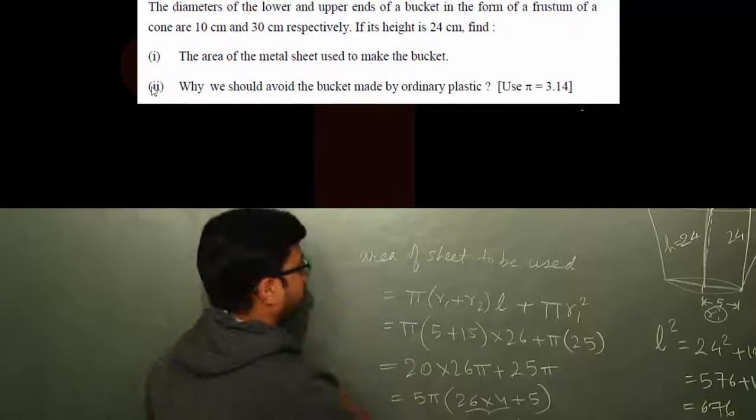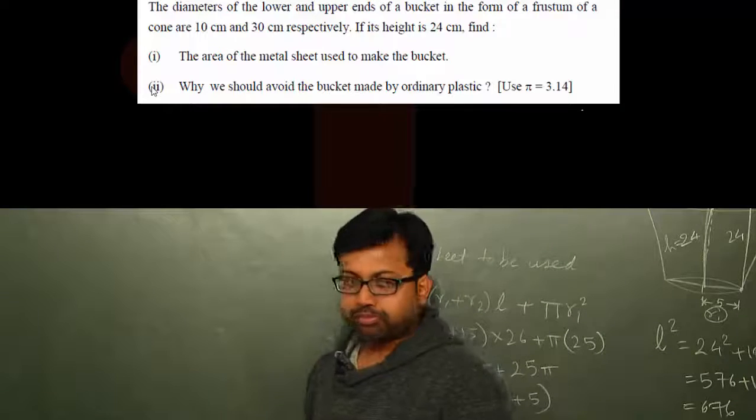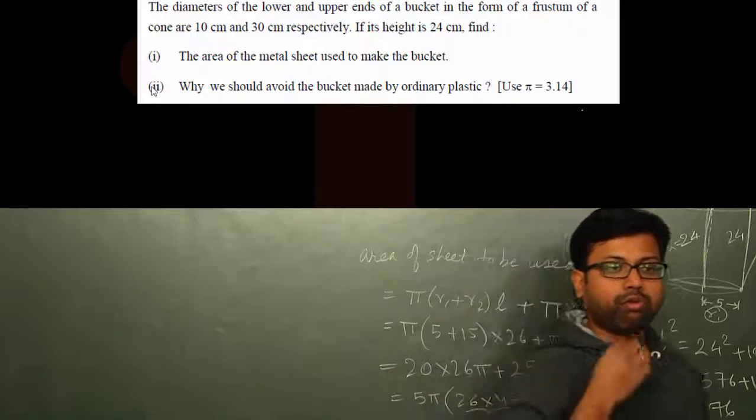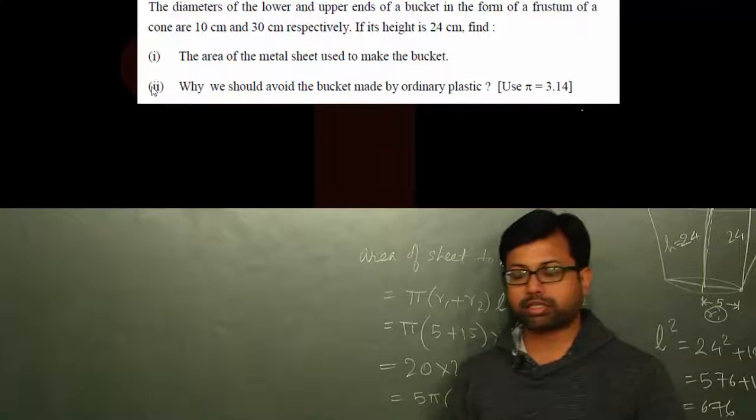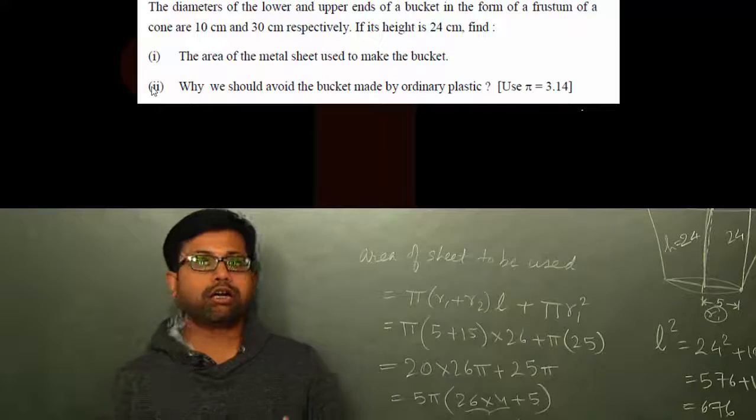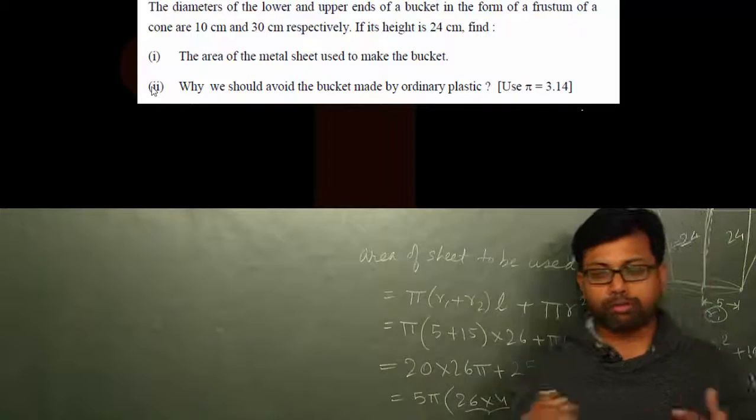So this is going to be the area of sheet that is going to be used to make this particular bucket. The second part says, why should we avoid the bucket made by ordinary plastic? So ordinary plastic buckets are made from PVC. They are not biodegradable and hence they cause problems to the environment.